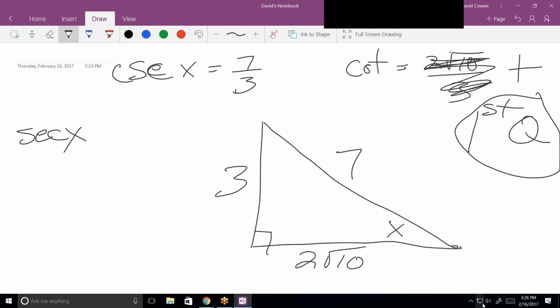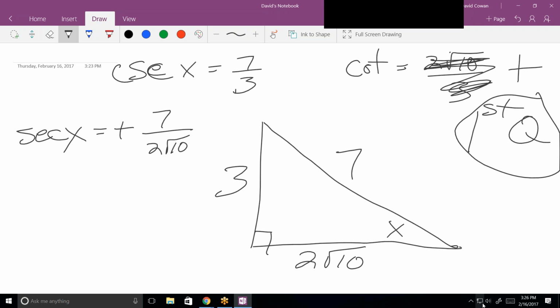We could answer all the other four trig functions. But secant, we know it's positive because it's first quadrant. What's it going to be? 7 over 2 root 10. Yeah. And if you do every one of these problems like this, you'll be fine.